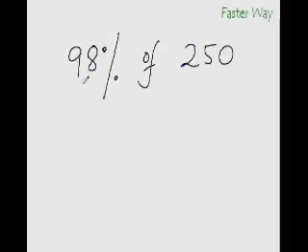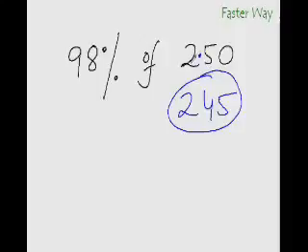Now find out what is 98% of 250. 98% is nothing but 100% minus 2%. 100% of 250 is 250, and 1% would be 2.5. Decimal will shift 2 places towards the left. So 2% would be 5. So 250 minus 5 would be 245. That is what the answer is.